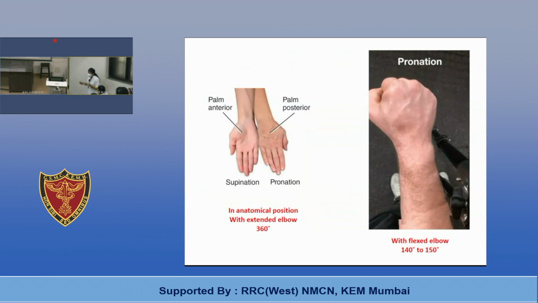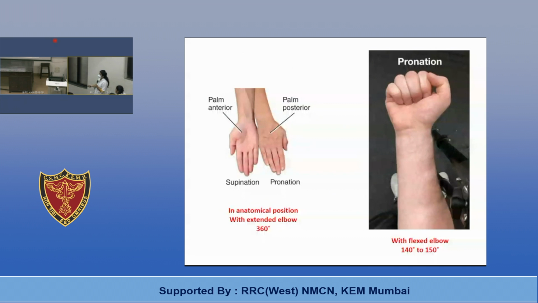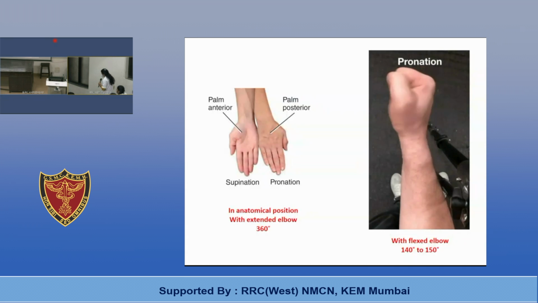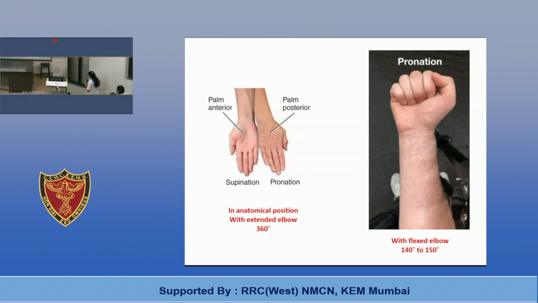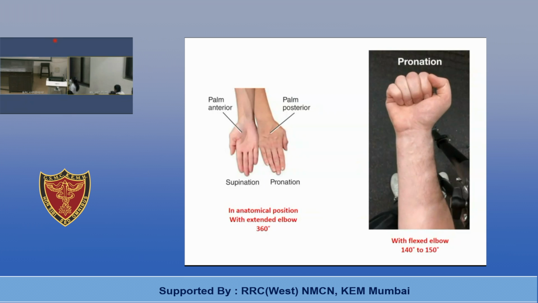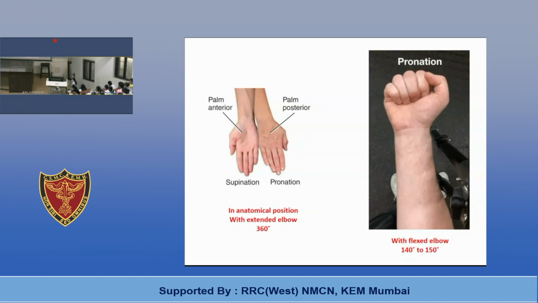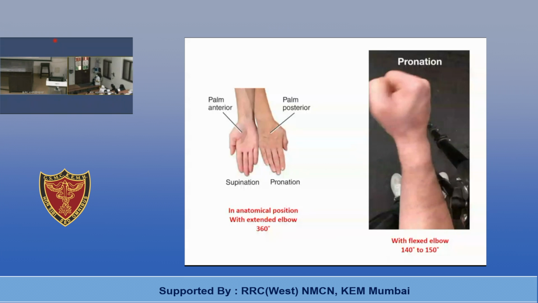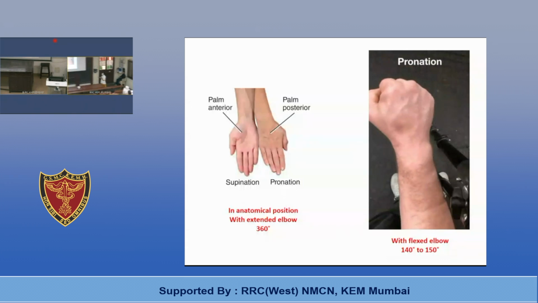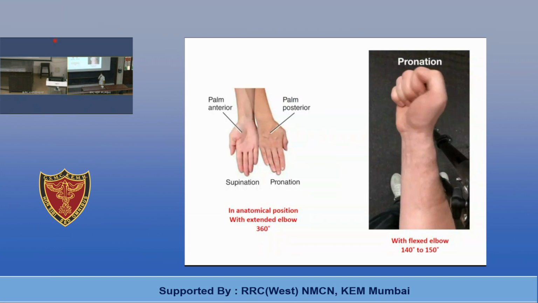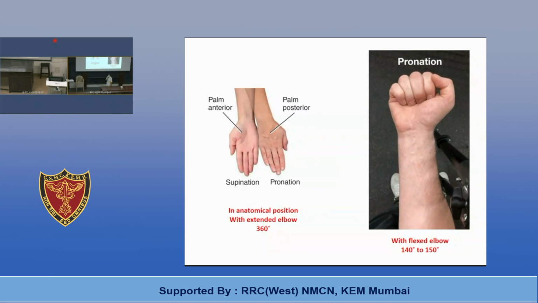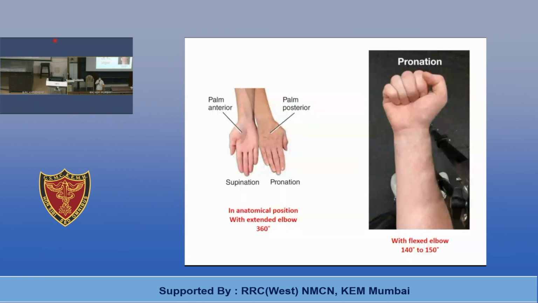Okay, supination, pronation. What I have mentioned here, with flexed elbow, the range of supination and pronation is limited to 140 to 150 degrees. Okay, you can try. With your flexed elbow, the supination and pronation movements are limited to near about 140 to 150 degrees. But if you extend your elbow, you can rotate it freely. Okay, so it is increased to 360 degrees. Why? Any explanation for this?